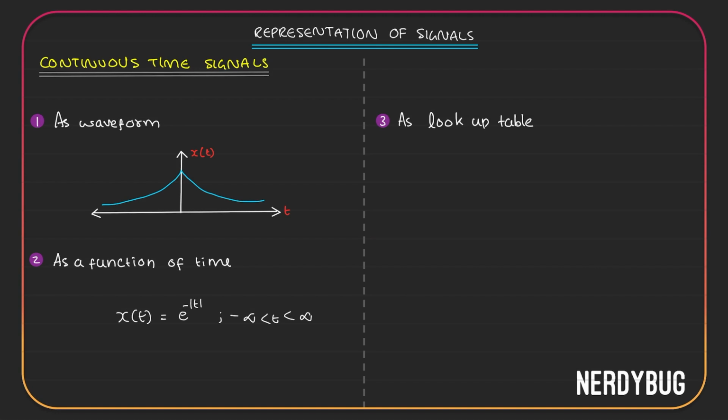Now, the same signal can again be written as a lookup table, which basically means I can define the function like this. X of t is equal to e raised to minus t when t is greater than 0. It is equal to 1 when t is equal to 0. It is equal to e raised to t when t is less than 0. So this is another way of representing the same signal.